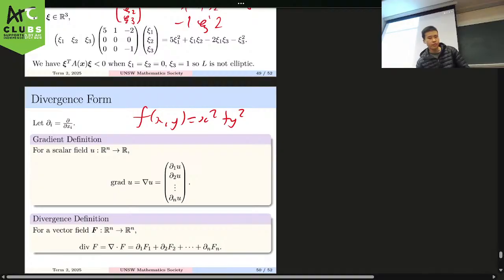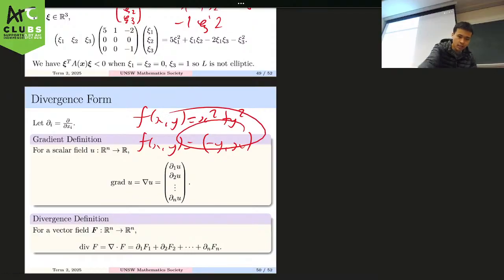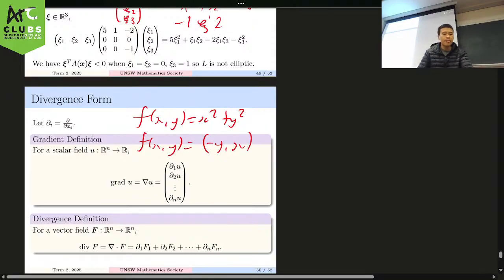But then for a vector field, you still have an input like x and y, but you might get out a vector. You'll get out a vector essentially. So this is no longer a number. It's now a vector, like -1, 2, whatever.